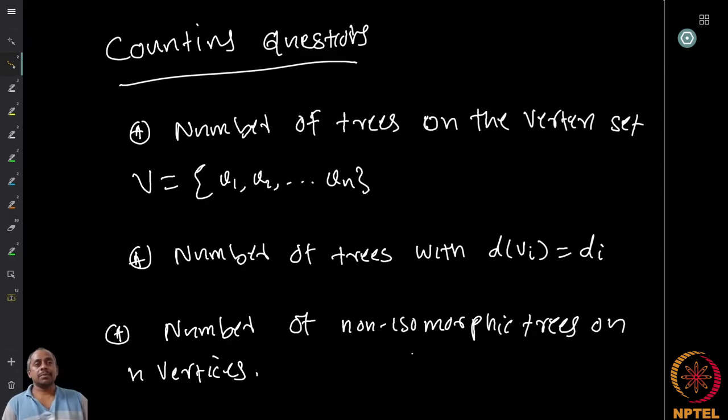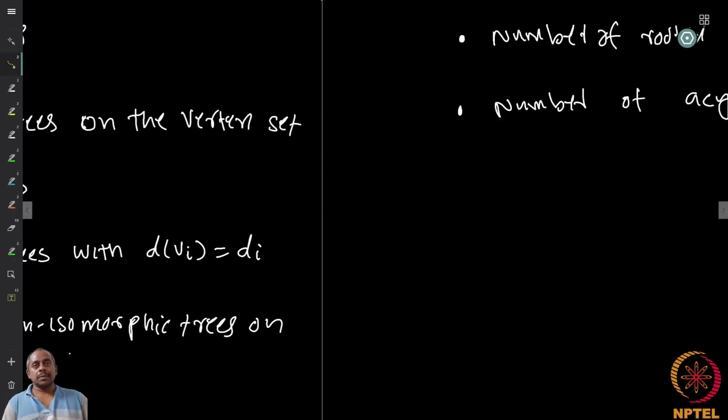So if there are isomorphisms, we don't want to count all of them; we want to say how many trees are there which are distinct under isomorphism. So how many classes are there under this equivalence relation of isomorphism? So that is another question one can think about.